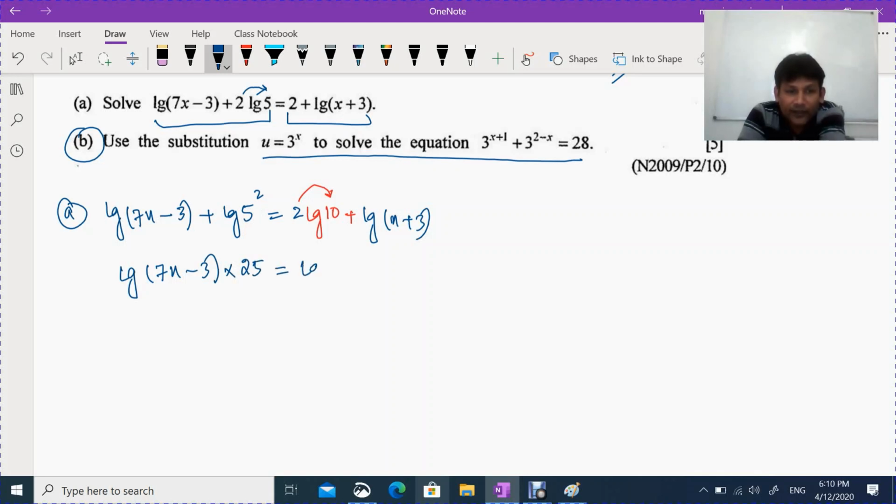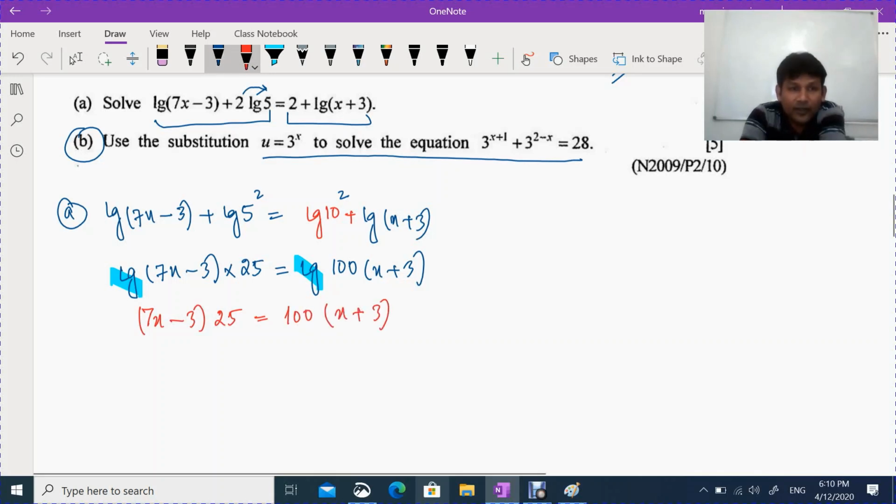Okay, here I am writing LG. This 2 will become the power, so I can remove it from here and write 2 here. So it means 10 squared is 100, and plus means we have to multiply with x plus 3. In this situation, when we have a single logarithm on both sides, then we can compare: 7x minus 3 multiplied by 25 and 100 into x plus 3, and we can do the calculation.